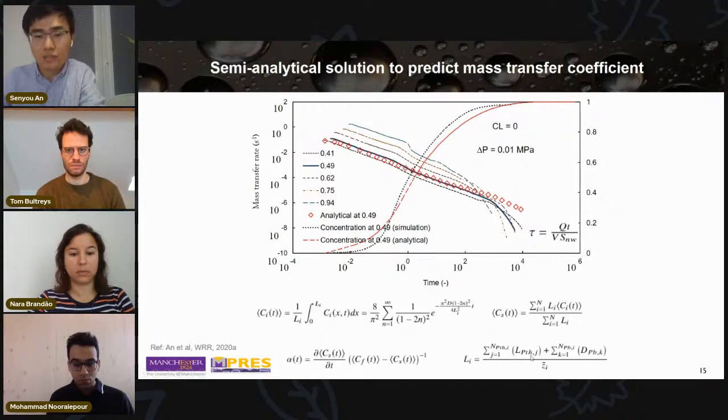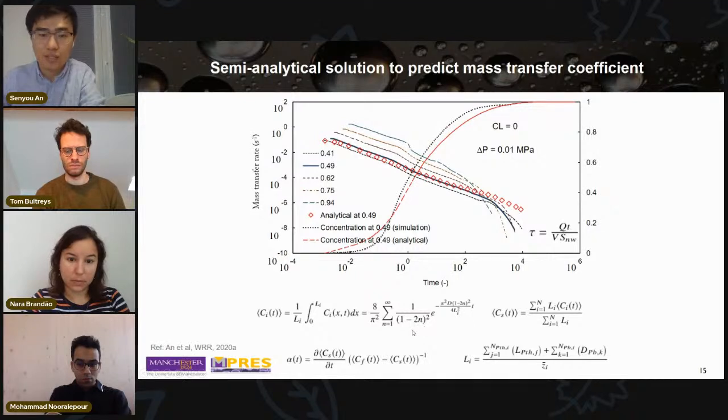regions. Because the transport simulation is usually time-consuming, especially when the saturation is low and there are a lot of stagnant parts, here we just use the stagnant information to calculate the characteristic length for each stagnant cluster. Based on this geometry information, we solved this analytical solution, so we can use it to predict the mass transfer coefficient.